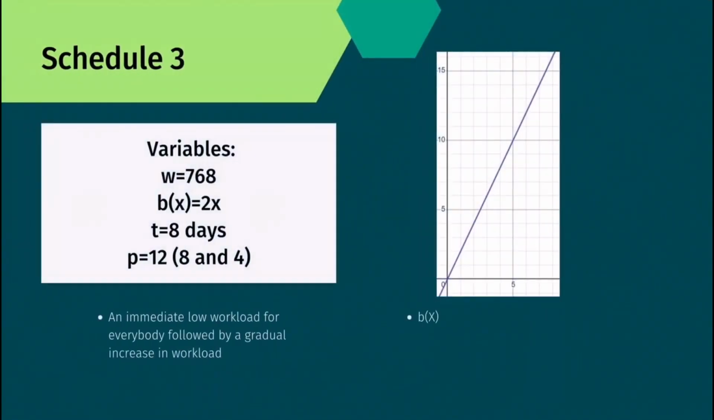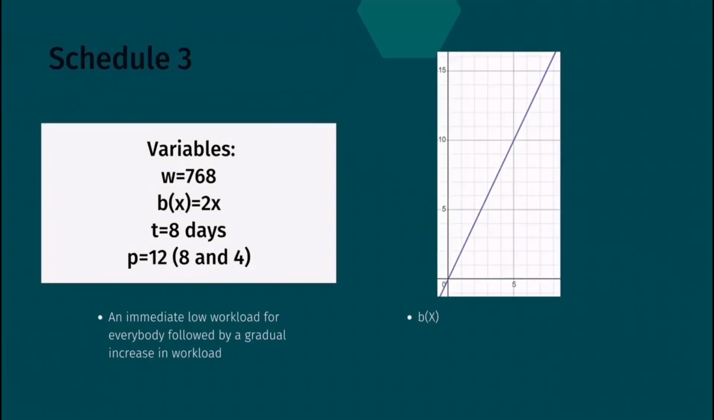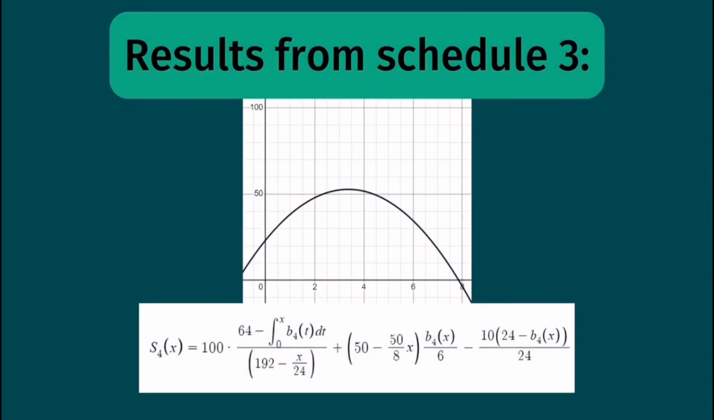The final schedule consists of a slow increase of work expected. We interpreted this as B of X equals 2x, increasing the workload as time went on. We graphed the results of the final schedule here. The amount of stress is low at first, but increases and peaks a little before half of the days are over. Then it decreases back to zero stress.